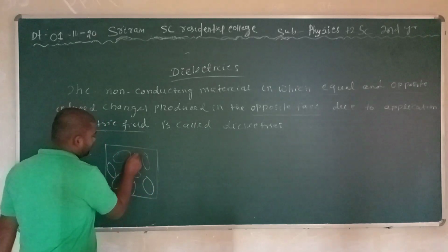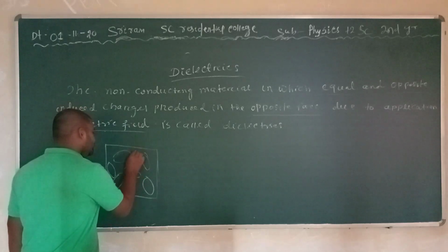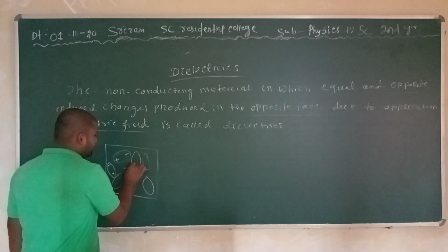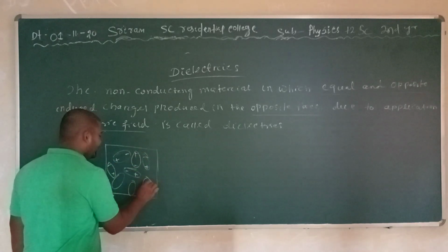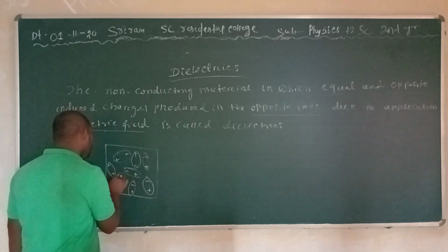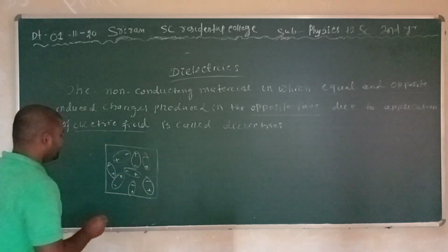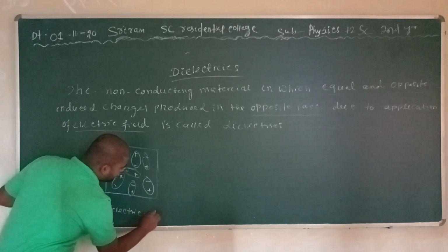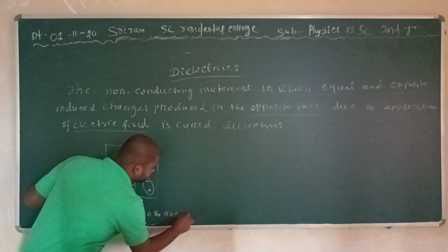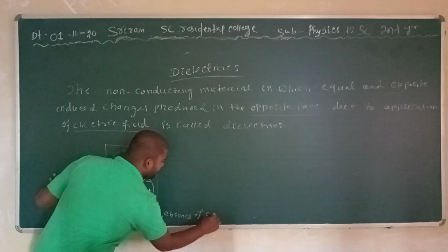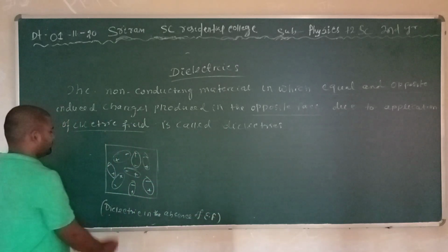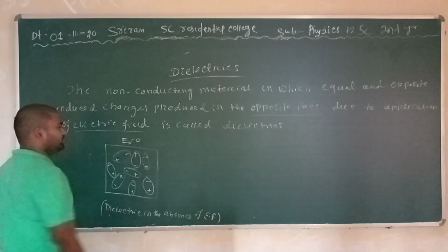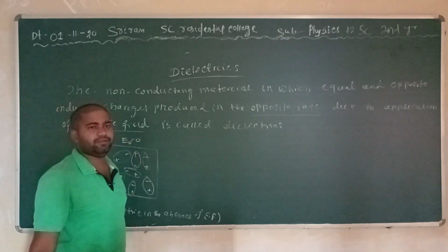Okay, so an electric dipole means there is a presence of equal and opposite charges, plus and minus, and like this they are randomly oriented inside the dielectric. So this one is a dielectric in the absence of electric field. In the absence of electric field means the external electric field, E naught, is zero.